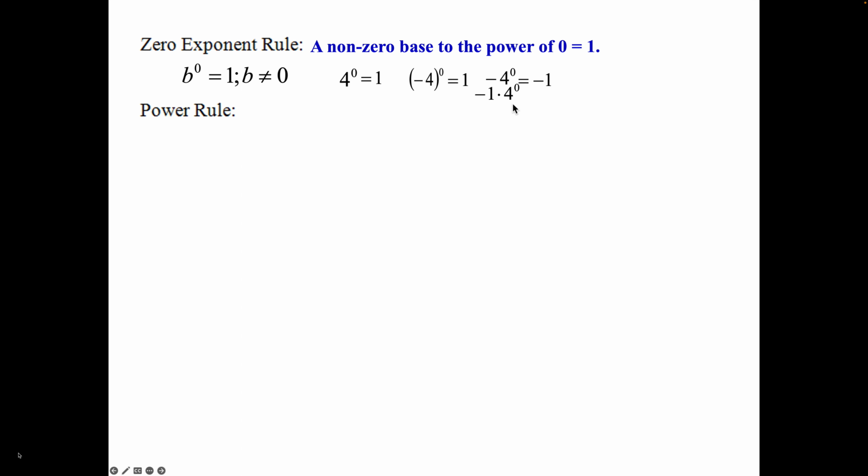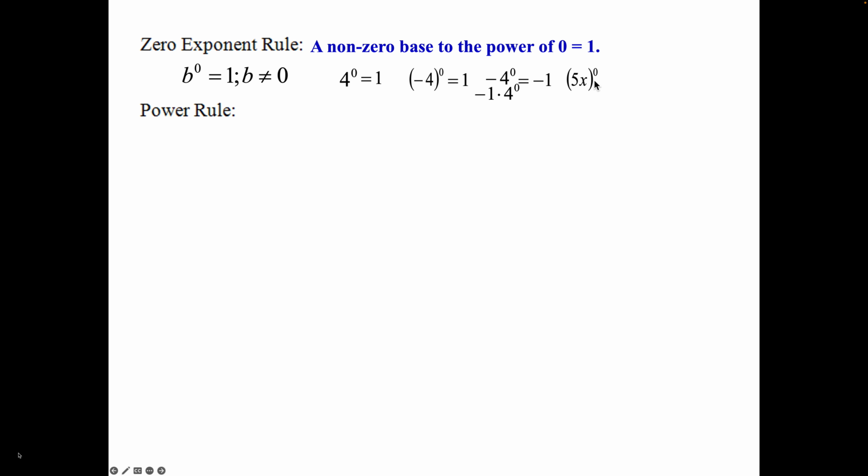The rule here is as follows. You probably heard of please excuse my dear Aunt Sally. You apply the exponents before you multiply. Parentheses around the negative, it's part of the base. Everything becomes a positive 1. No parentheses around my negative 4. You take 4 to the 0, which is 1, times negative 1. It is negative 1.